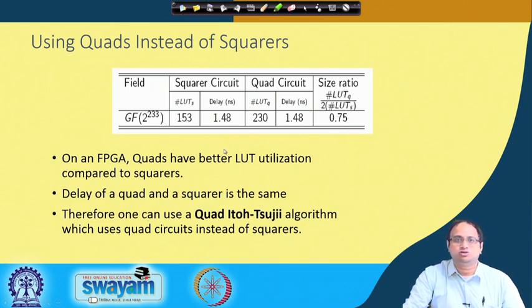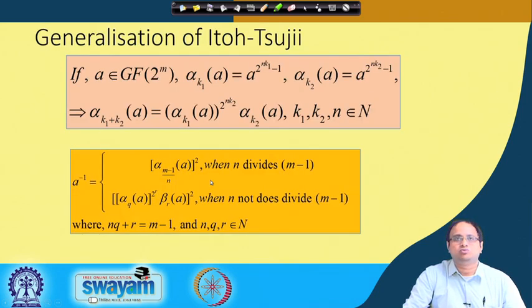But the question is, you also need to generalize the Itoh-Tsujii algorithm to work for quad circuits. So, what we do is we try to generalize this theorem, and it turns out that the first one is very straightforward. Now, here instead of defining beta, we define alphas. So, alpha k1 is nothing but a to the power of 2 to the power of n k1 minus 1. In the previous case, what did we have? We had a to the power of 2 to the power of k1 minus 1, but now we have generalized this and put in n, so that we have generalized it to any integer n.